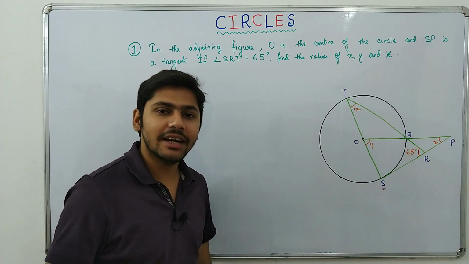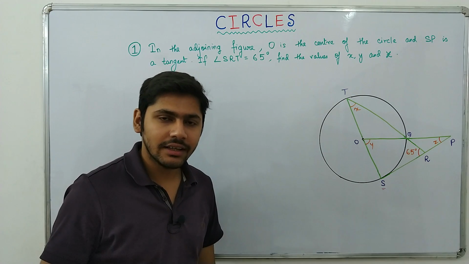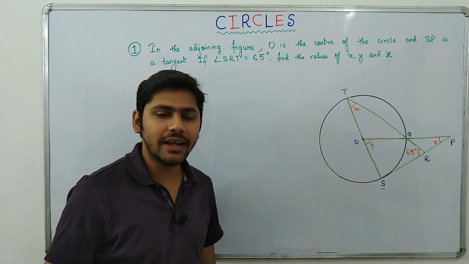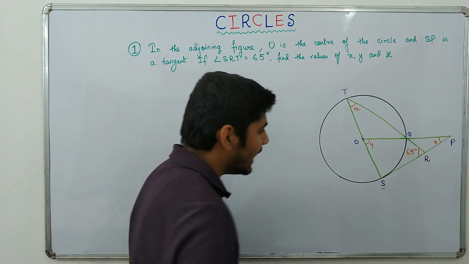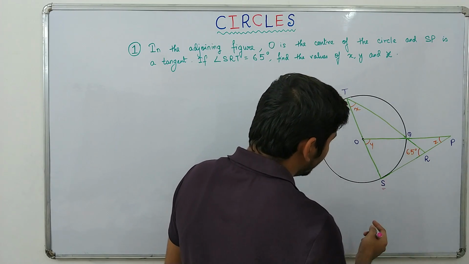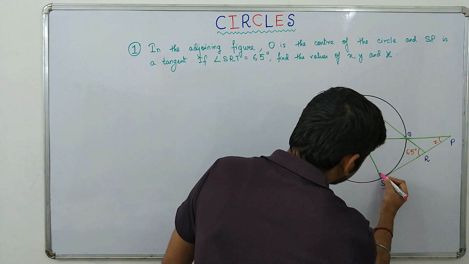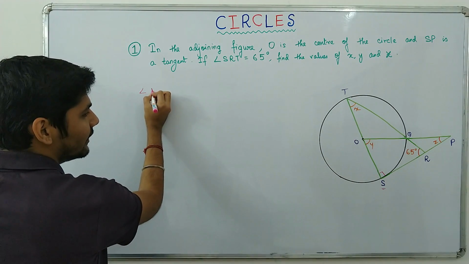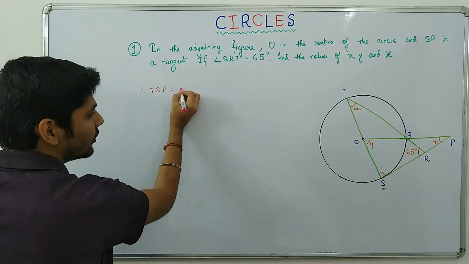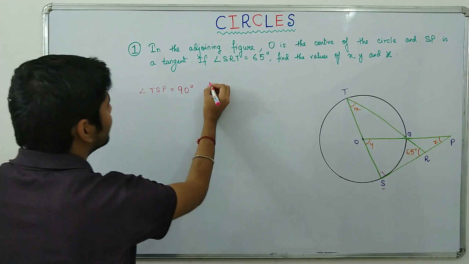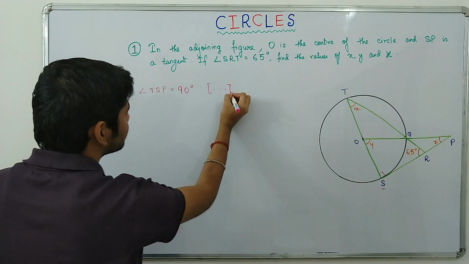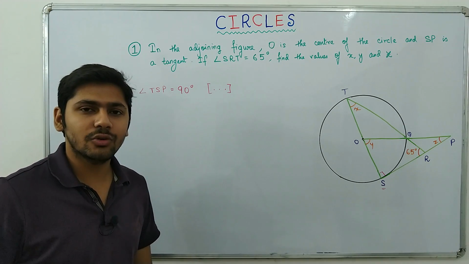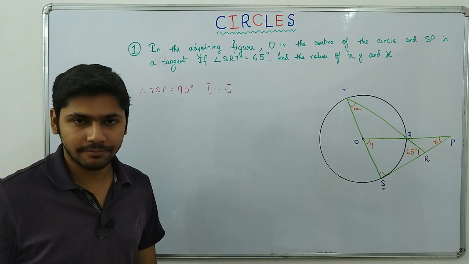The first theorem that we studied in today's video was the tangent drawn at any point on the circle and the radius through that point are perpendicular to each other. That means the tangent SP will be perpendicular to the radius OS. So this angle over here is 90 degree. So I'll write angle TSP is equal to 90 degree. And beside it I'll write the theorem that I used, that is the tangent drawn at any point on the circle and the radius through that point are perpendicular to each other.